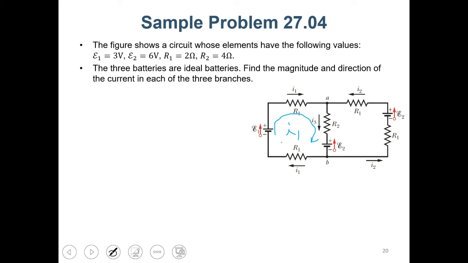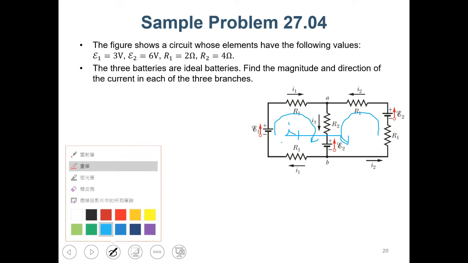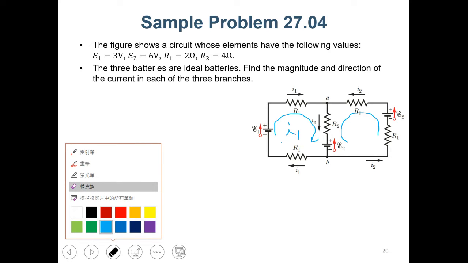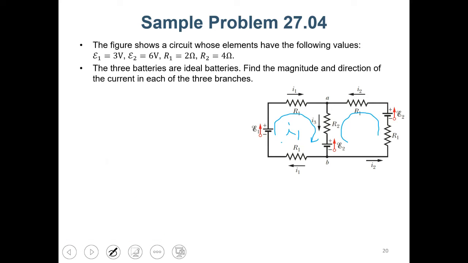But for this case, I assume I2 is counterclockwise. I1 is clockwise. So this I1 and this I1 match, and this I2 and this I2 match. So my assumption and the notation in the figure don't conflict with each other.